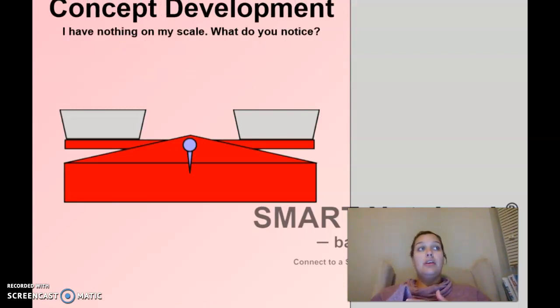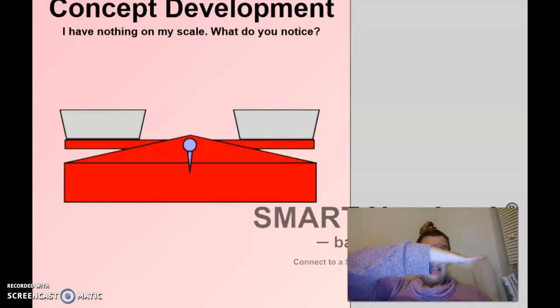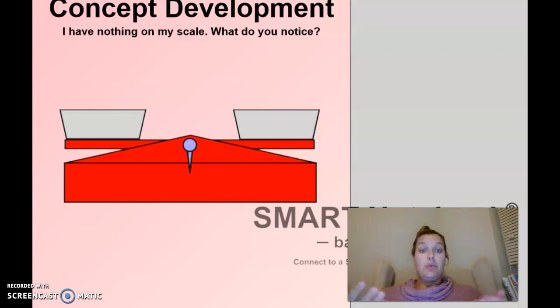If you wanted to, you can draw a picture of what that seesaw would look like. That's totally up to you though. So, I have nothing on my scale. What do you notice since there's nothing on my scale? Very good. It's level, right? It's not up, it's not down, it's straight across. That means it's level. It's equal because there's nothing on either side.